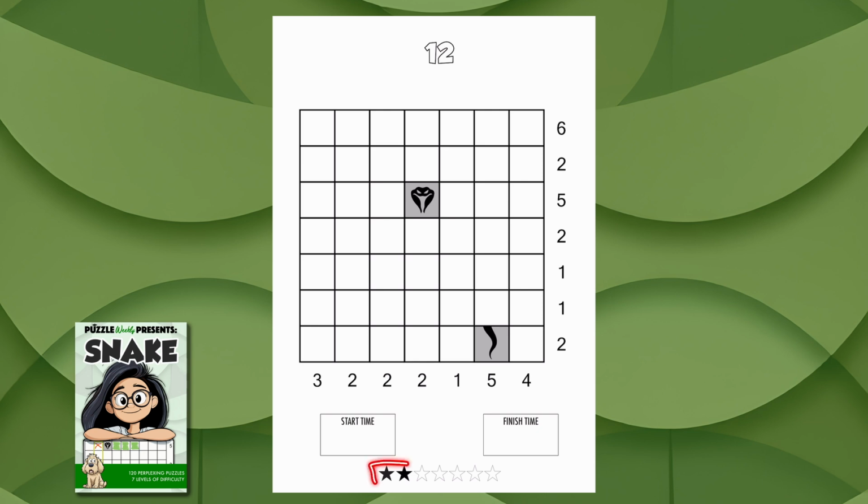This is a level 2 puzzle. It's fairly simple. All of the clue numbers are provided. In harder level puzzles, you'll find that some of the clue numbers are missing just to shake things up a bit and make it a bit more difficult. But this is a fairly simple puzzle to solve, and it will give you a good overview of some of the techniques that we can use to solve a snake puzzle.